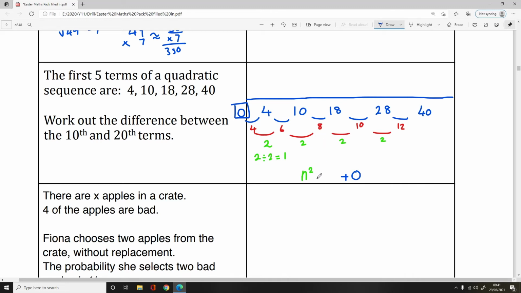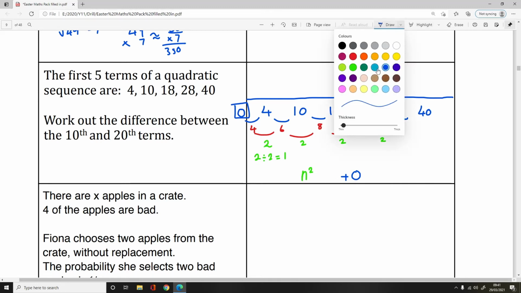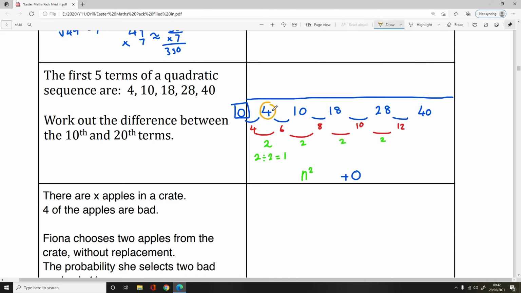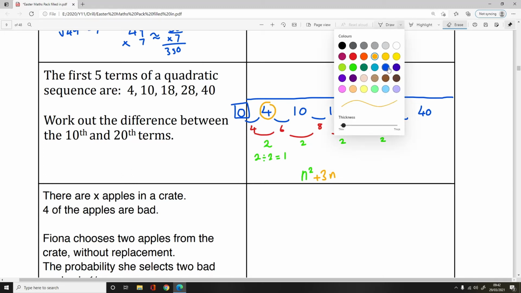And then to get the middle bit, you need your numbers to add up to the first term. So the first term is 4, and so far we've got 1n squared, so 1 plus 0, still plus 0, and we want to get to 4, so we need to add 3 to that. So 1 plus 3 gives 4. So that's my nth term, and to be honest, you wouldn't write plus 0 normally, you'd just write n squared plus 3n.